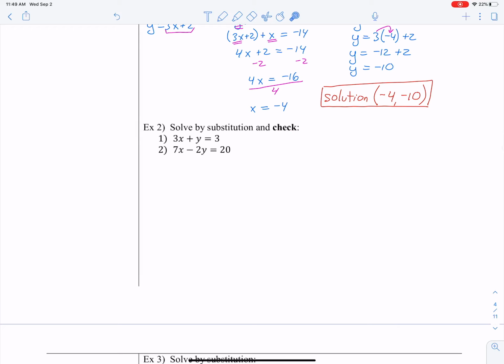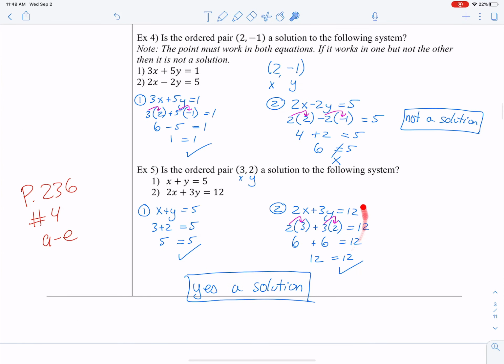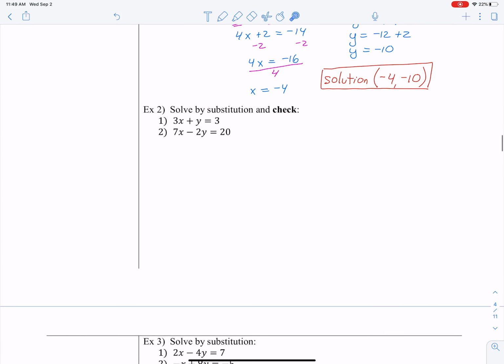So check, that's what we were doing yesterday with this. Okay, so they want you to find the answer, then they want you to put it into both equations and make sure it's correct. Okay, so we're going to do that. So the very first thing we need to do is look at all of our 4 variables and pick the easiest one.